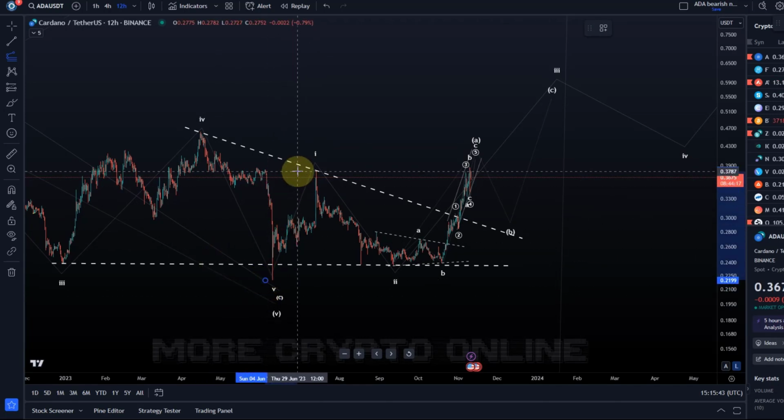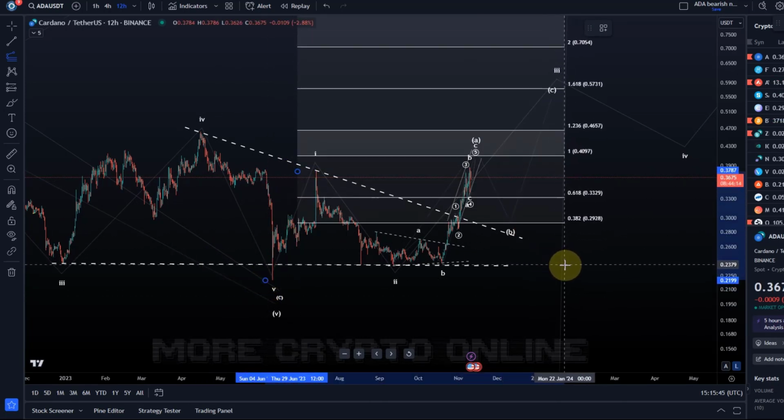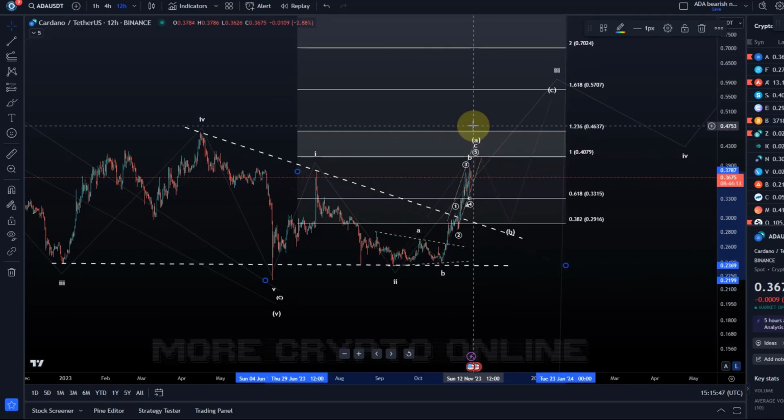So if we measure that, the length of wave 1, go to the low of the wave 2, then the 3rd wave would normally need to reach 40.8 cents as an absolute minimum. So it could be that with a move to 40.8 cents, the 3rd wave is already in. Maybe if we get one more high.